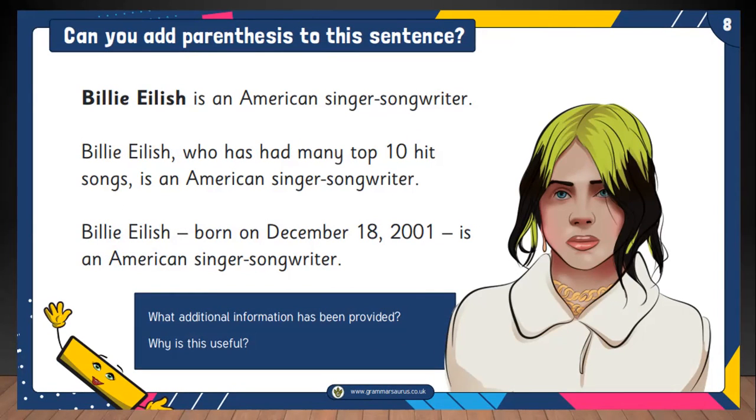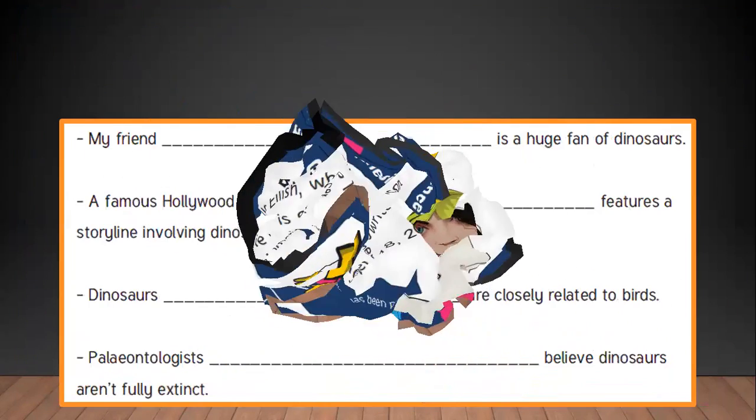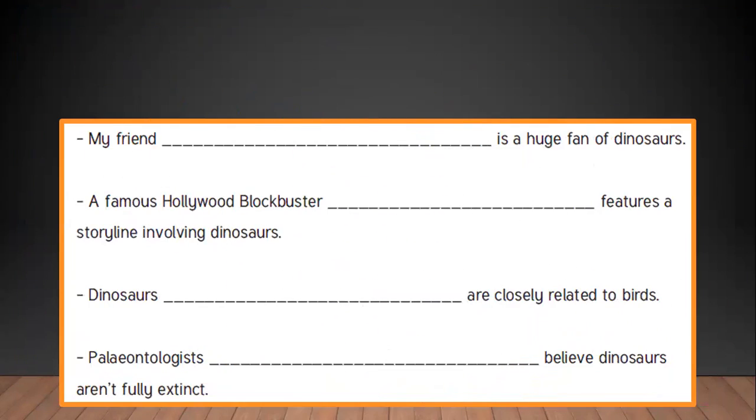Billie Eilish, comma, who has had many top 10 hit songs, comma, is an American singer-songwriter. The added information being who has had many top 10 hit songs, and the parenthesis choice being commas this time. And then underneath, Billie Eilish, dash, born on December the 18th, 2001, dash, is an American singer-songwriter. Be interesting to see which different things you've put in. So that pretty much is all you need to know for parenthesis.